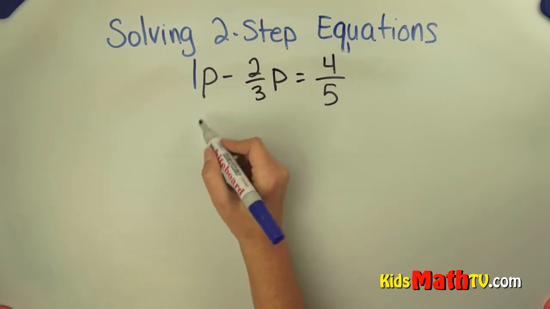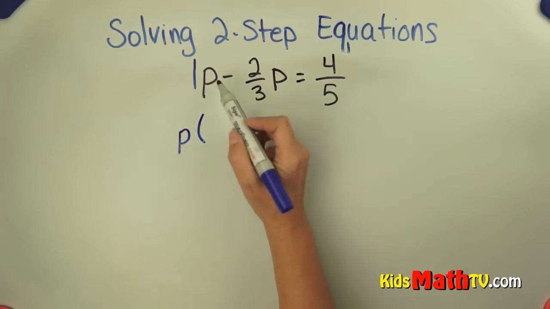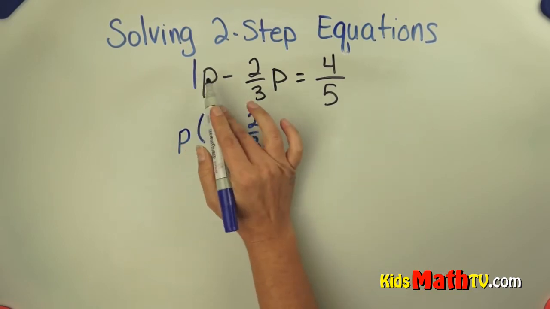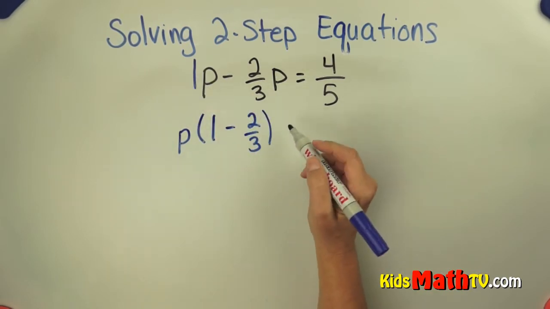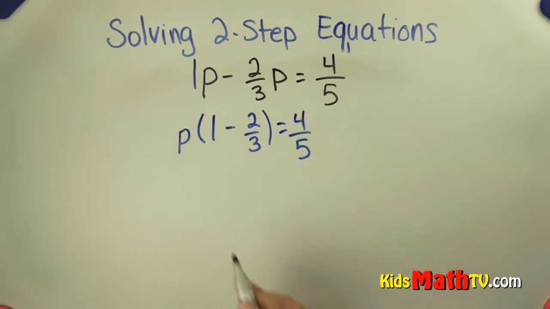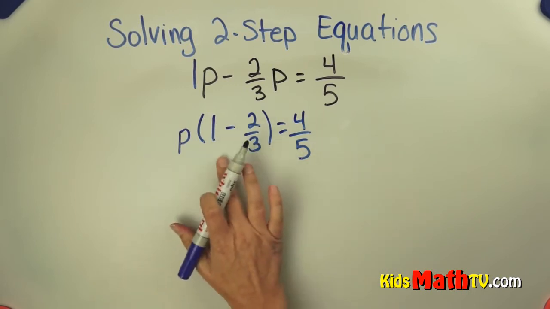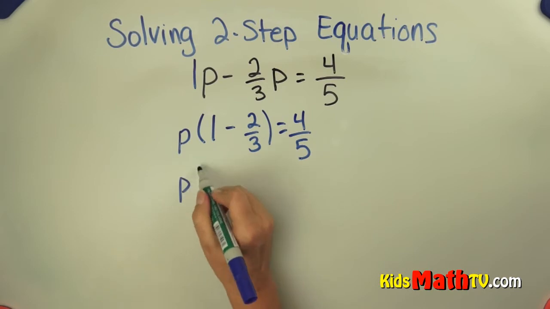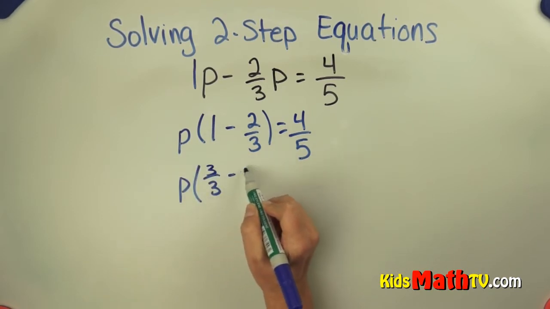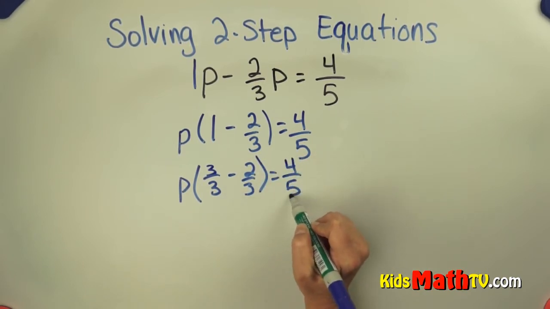So I can use distributive property and call this p times 1 minus 2/3 because this is 1p, all equals 4/5. Okay, so I have p times 1 minus 2/3 equals 4/5. I'm going to do this part first. P times, well, I'm going to change 1 into 3/3 minus 2/3 equals 4/5.